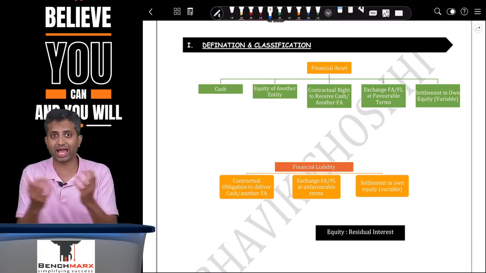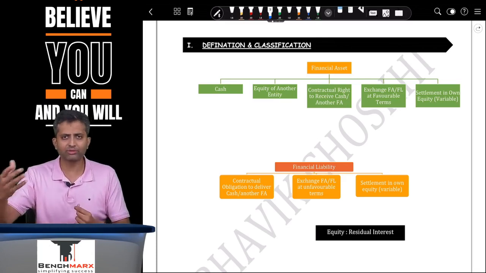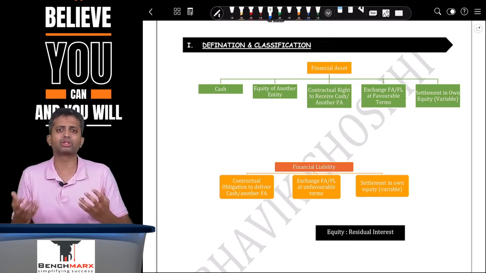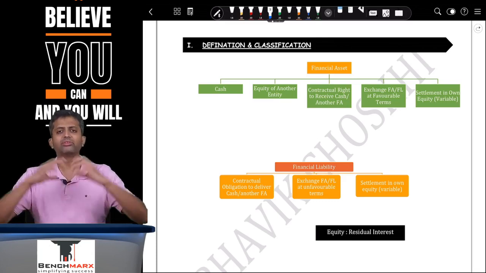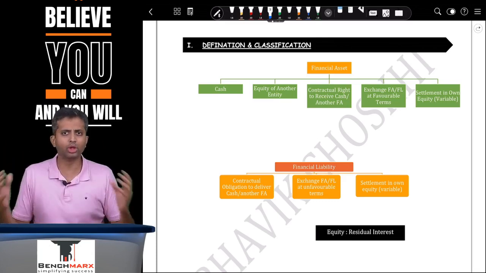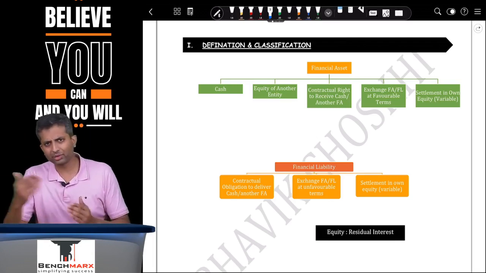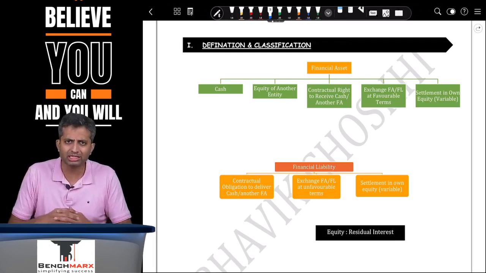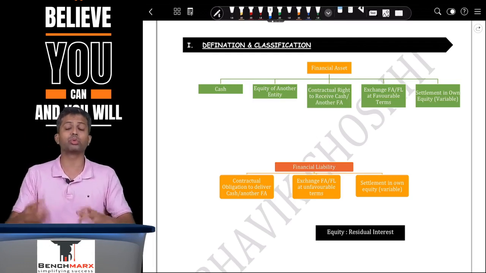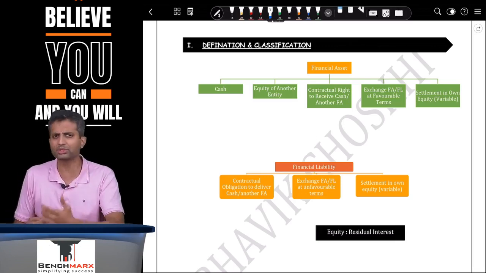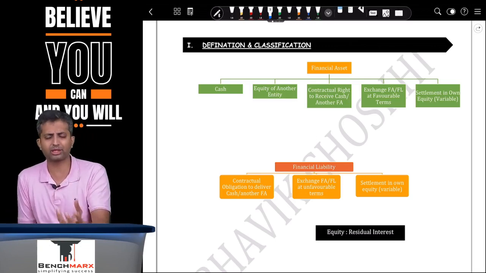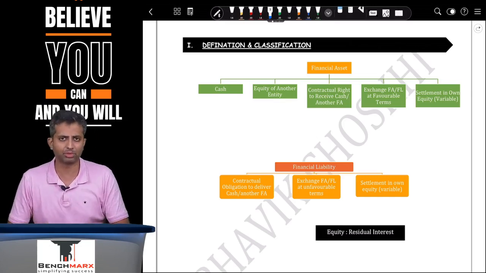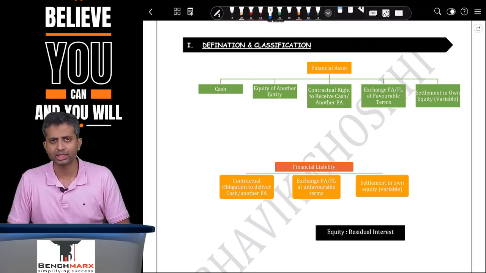Now, this can be something like a debtor, something like a loan given, something like a debenture purchase, even a preference share purchase. In all of these cases, you have a contractual right to receive cash, and hence this is a very, very wide heading, covers a lot of aspects. Apart from that, you also have something where you have a contractual right to exchange financial assets or liabilities on potentially favorable terms. For example, you have an option contract where you are the option holder, where you have a right to potentially buy something on favorable terms. That is also a financial asset.